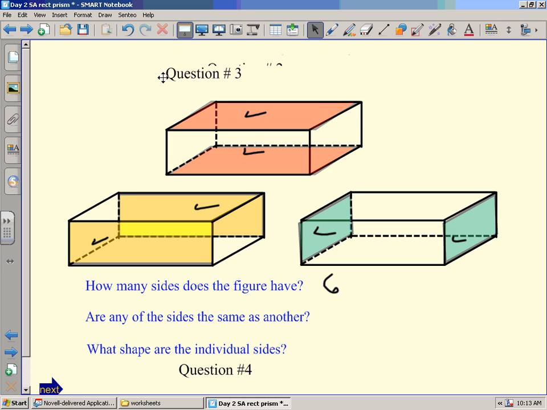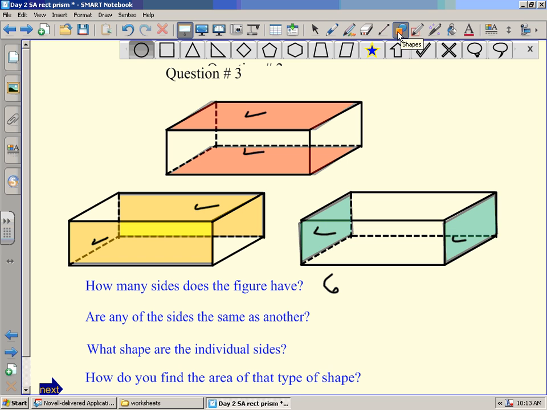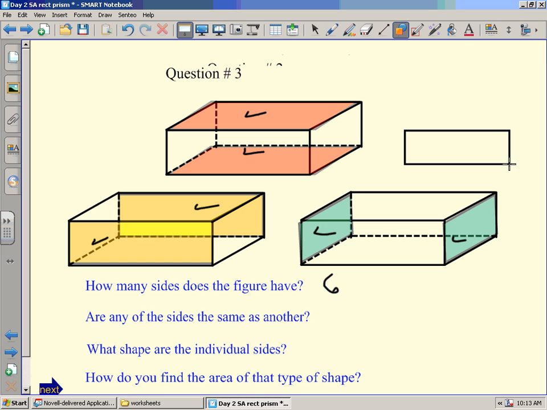Question 3. What shape are the individual sides? Well, all of them are rectangles. Top and bottom, rectangles. So rectangular prisms are nice because they're all the exact same shape. Question 4 then, how do you find the area of that type of shape? Well, a lot of students would say the area of a rectangle is simply length times width, which isn't necessarily true. It's really whatever this dimension is here times this dimension. Now, in a rectangle, we usually call that length and width when it's 2-dimensional. When it's 3-dimensional, we actually have other units that we may use also.